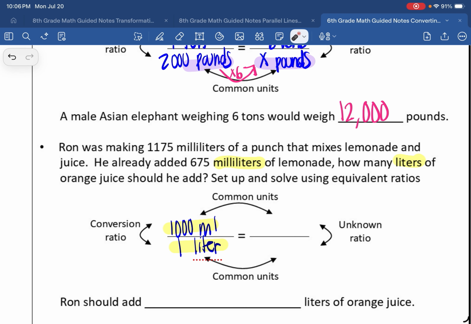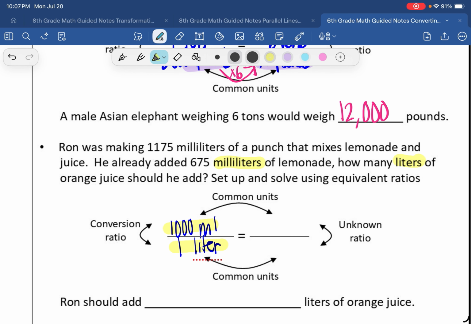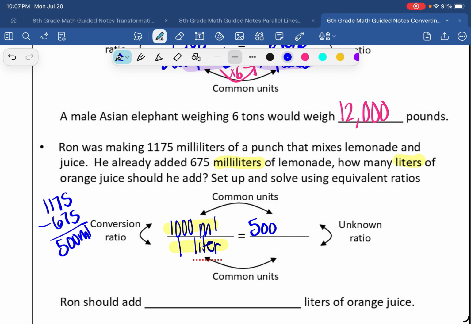Okay, now let's read the question and make sure we understand it. Ron was making 1,175 milliliters of punch. He already added 675 milliliters of lemonade, and we want to know how many liters of orange juice. Let's first figure out how many milliliters of orange juice he added, because this is in milliliters and this is in milliliters. So if I take 1,175 and I subtract 675, that gives me 500. So he needs to add 500 milliliters of orange juice, and that is how many liters?